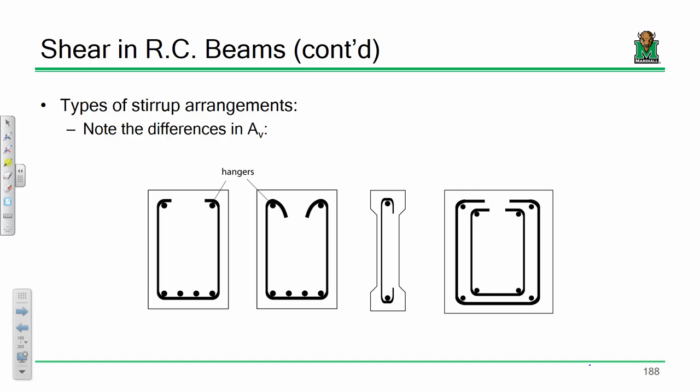What about for this one? One times the area of a bar. What about this one? Four. So see what's going on? The idea is, because your crack is going to go across this region, how many bars is it going to have to cross through? Does that make sense? Yes. And if not, then you'd have two of these and two of those. All right, everybody good?